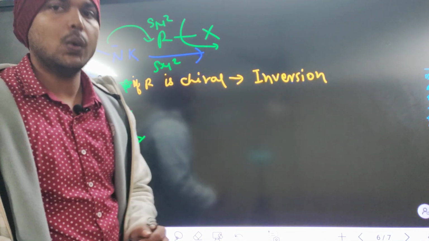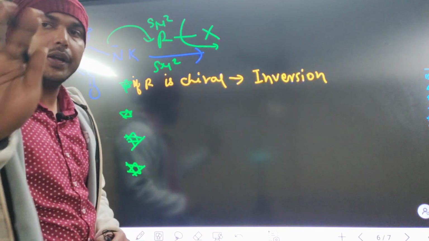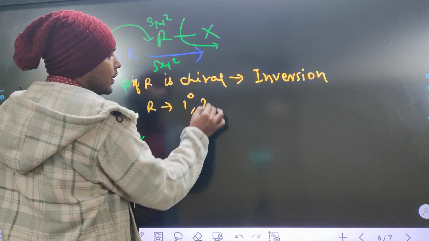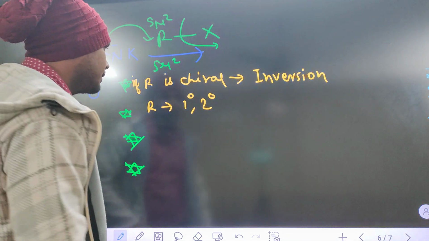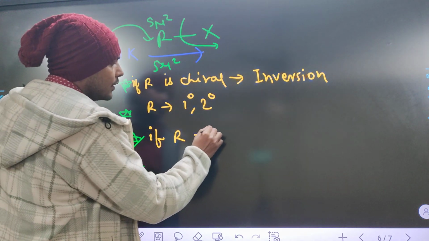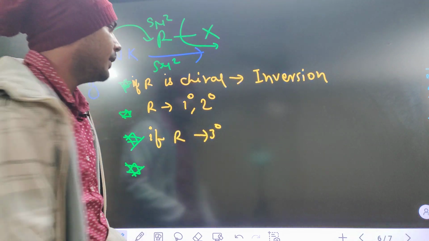SN2 mechanism is this. So R should not be 3 degree, it should be 1 degree or 2 degree. So R should be 1 degree and 2 degree, not 3 degree. So if R is 3 degree, then what will form? SN2 is not possible because of the bulky group.